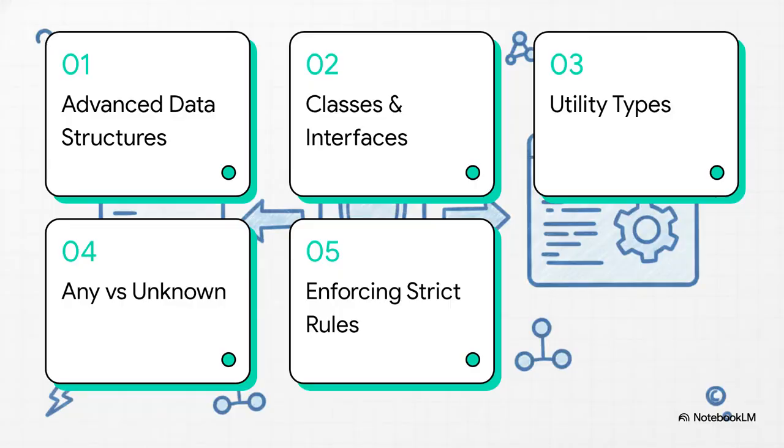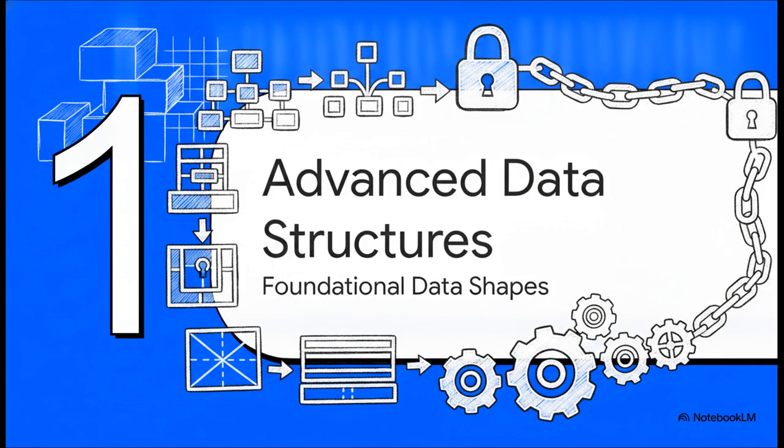Here's our roadmap for this explainer. We're hitting advanced data structures, classes, types and interfaces, utility types, the whole any versus unknown debate, and finally, enforcing strict rules. All right, Section 1, Advanced Data Structures.